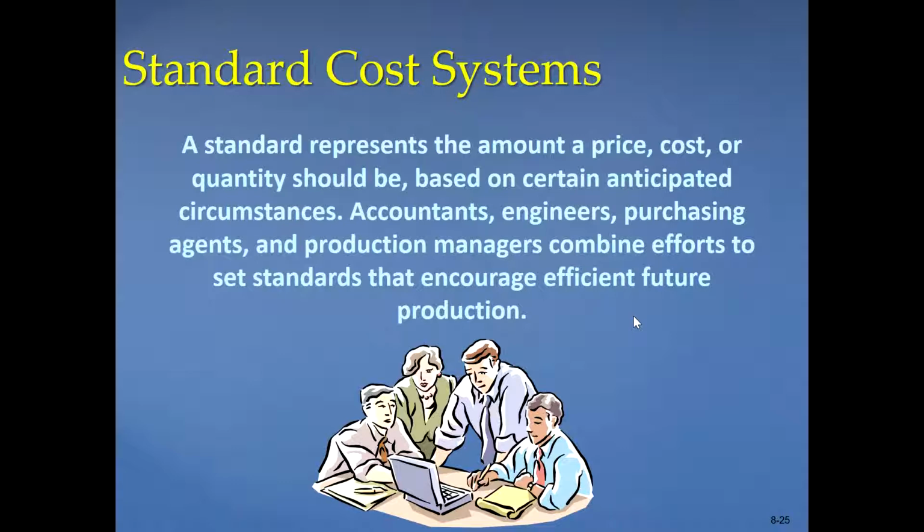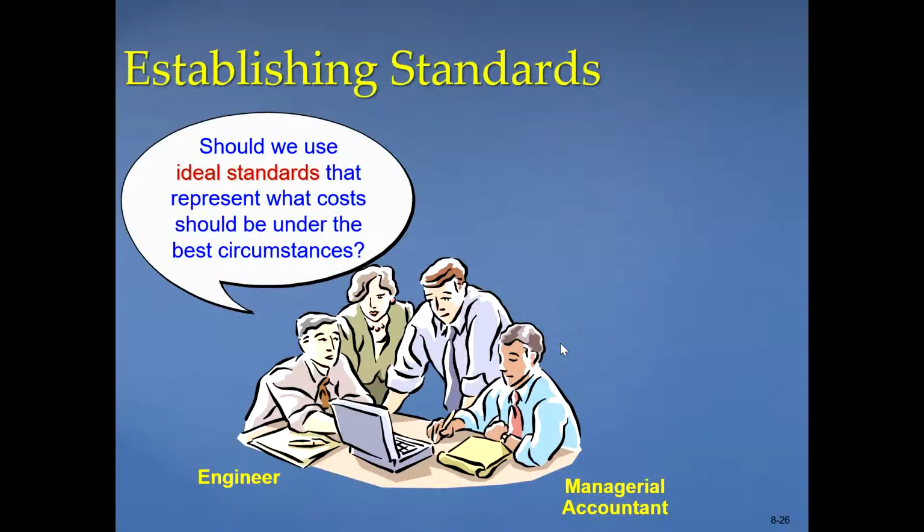Now, easy standards are easy to achieve because employees want to show their performance, right, that they achieve a standard. So that's why we have three types of issues in standard setting: ideal standards, practical standards, and lax standards. You can review these things on page number 362 in your book, right? Now ideal standards, that is what should be the cost under best circumstances.